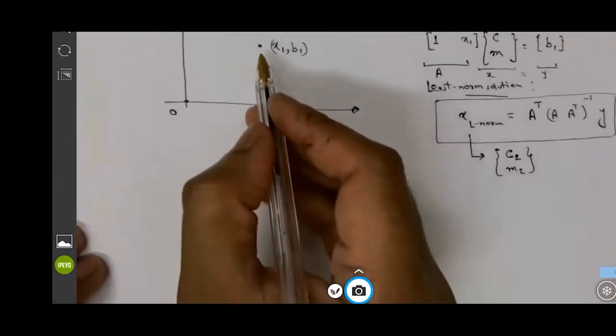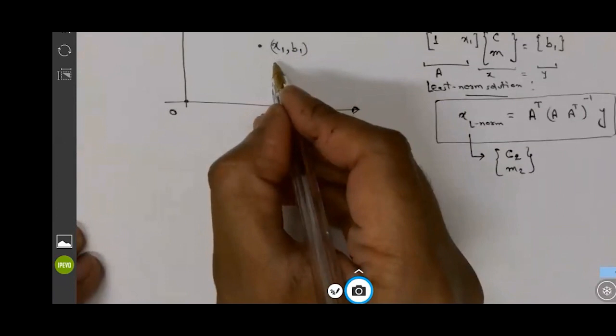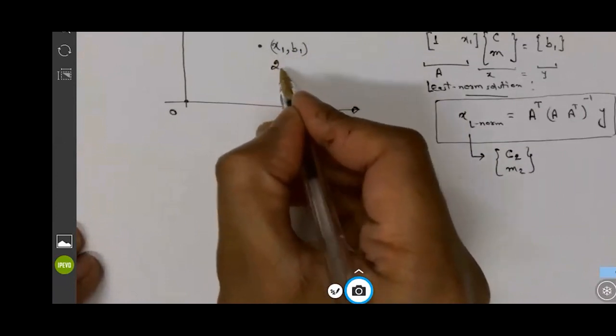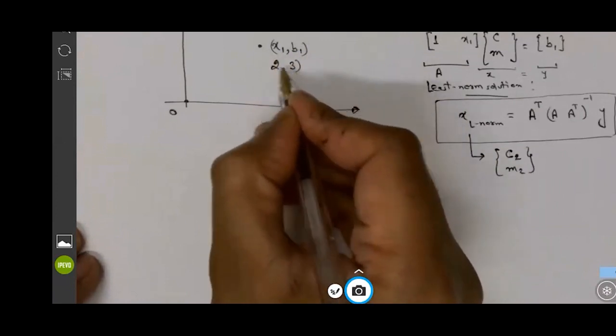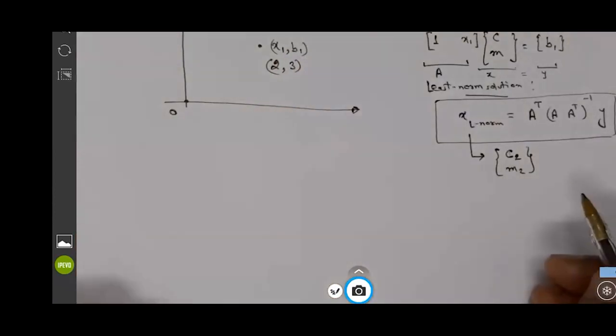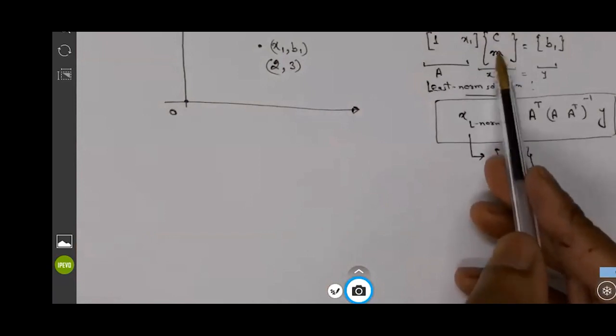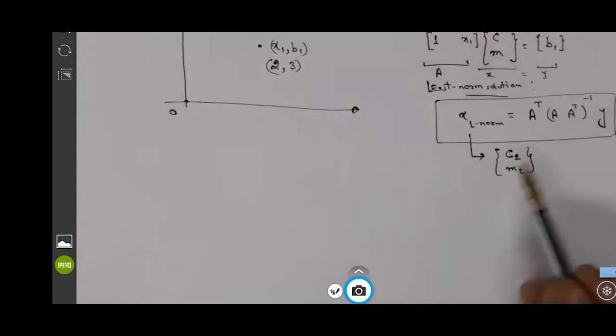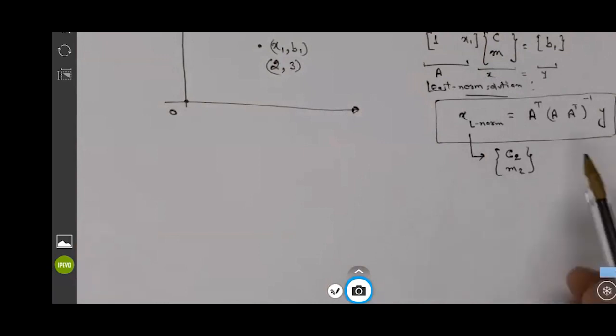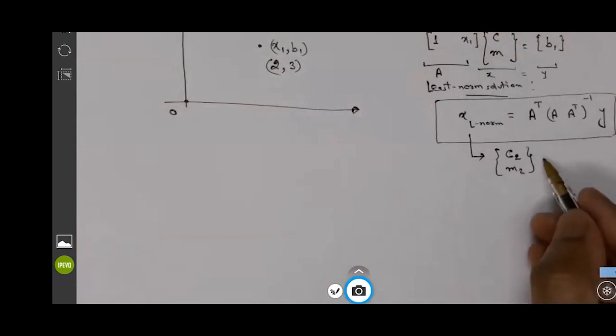Okay, so let's actually pick some number here. So x1 is, let's say, 2 and y1 is 3. So x1 and y1 are known to me now. And if I have to solve for this least norm solution using this, I'm getting C2 and M2, which you can easily solve. Can somebody solve that for me and let me know what C2 and M2 would be?